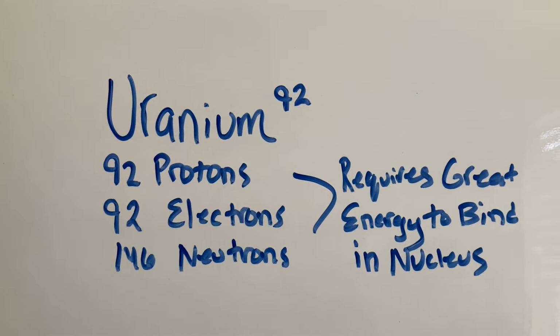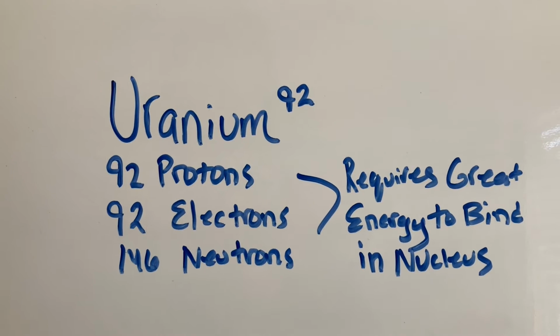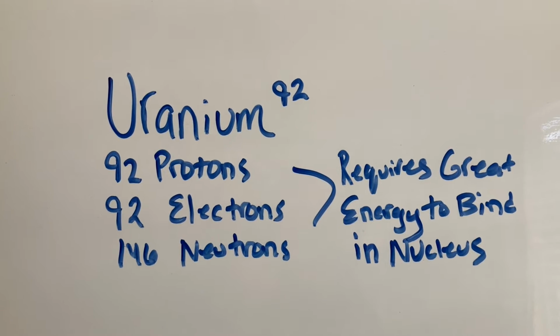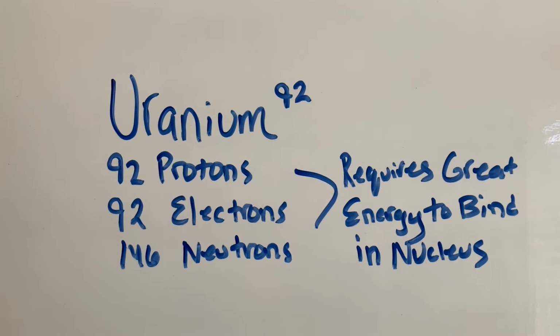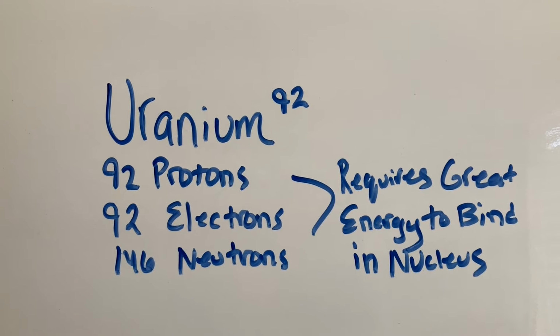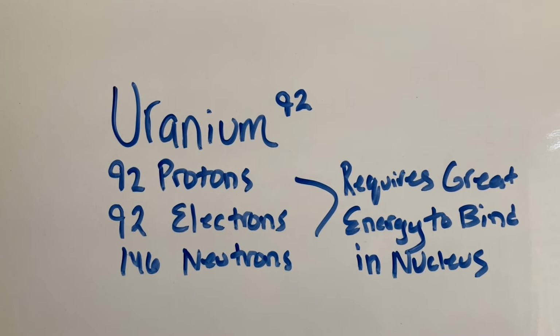But for example, in uranium-92, that has 92 protons, 92 electrons, and 146 neutrons, it requires great energy to bind the nucleus, which makes it a perfect candidate for an element to use in an atomic bomb. The key is to release that energy.